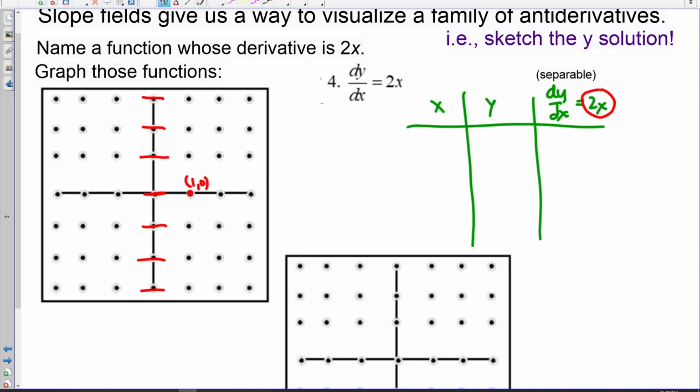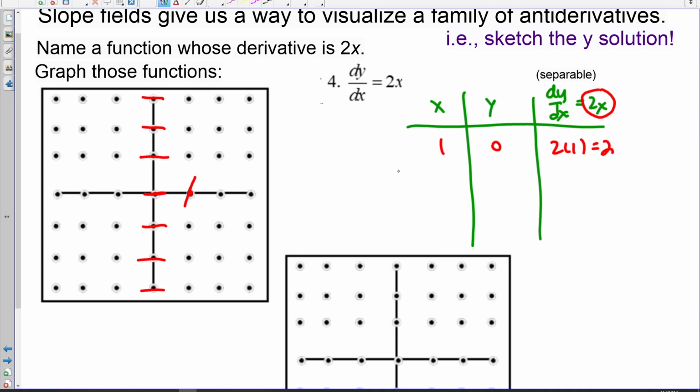So let me try the point over here. This is 1, 0. If I put 1, 0 here, I get 2 times 1, which is 2. So if y were being drawn through this point, y would have a slope of 2. And what would a slope of 2 look like? Well, something like this, right? Up 2 over 1. So I just draw something with the slope of 2.